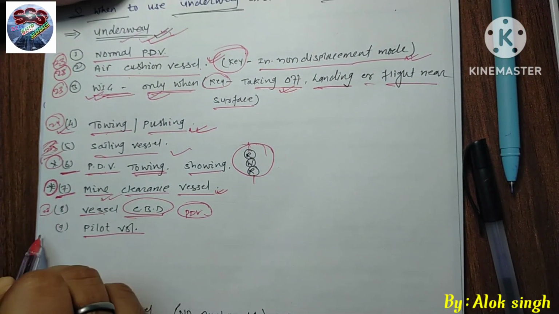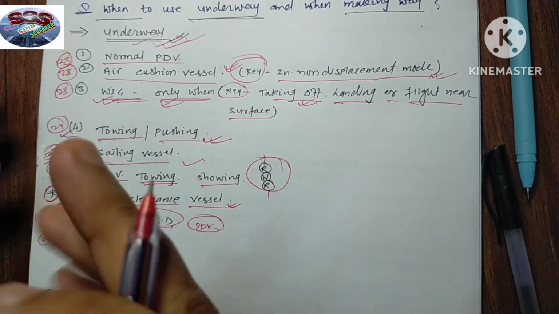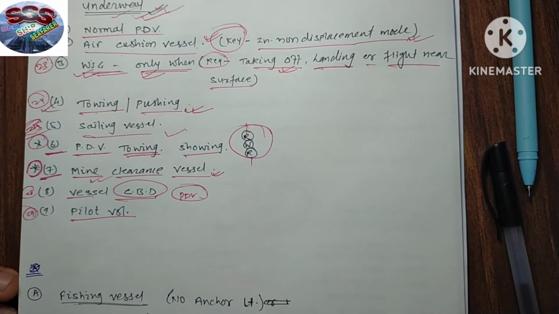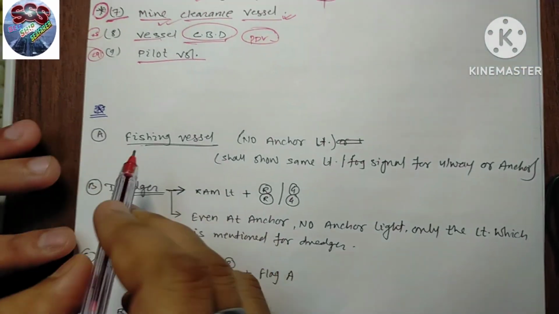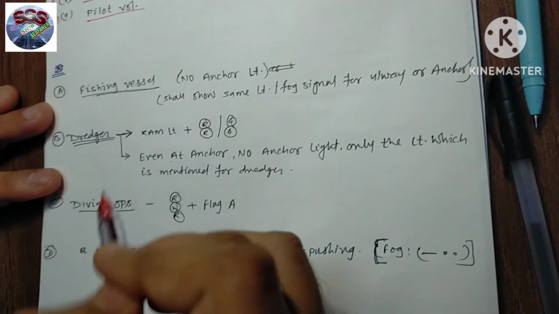So this is Rule 28. This is Rule 29. All these vessels are the ones for which, whenever we talk about the card, we have to say underway. For the rest of the vessels we can say making way, and I will explain later how we can say making way. And some key points are also there which we have to notify, or which we have to take care of.